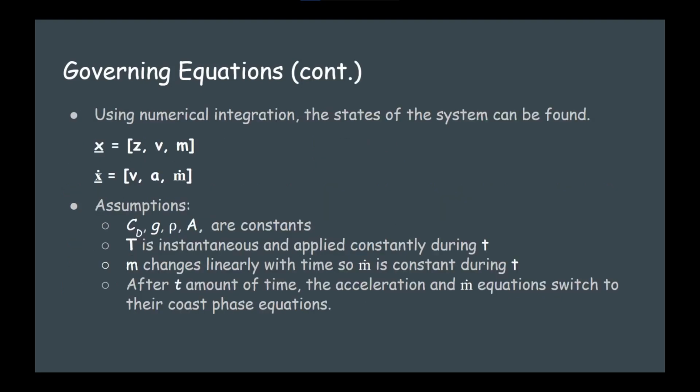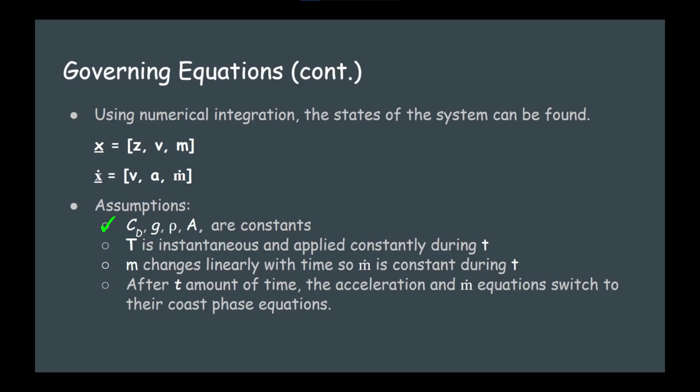By rewriting the governing equations into their state space forms, we can use numerical integration to find the states of the system at any time. The following assumptions have been made. Coefficient of drag, gravitational acceleration, density of air, and cross-sectional area are constant at all times.